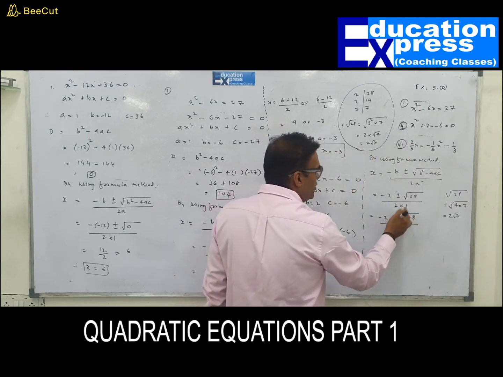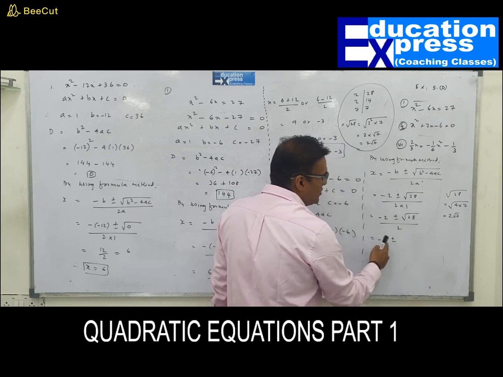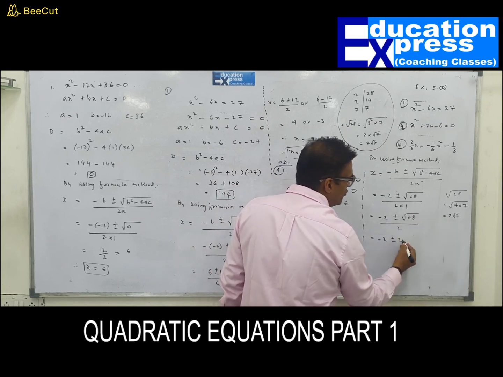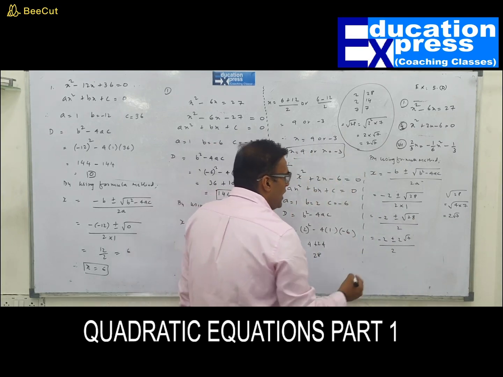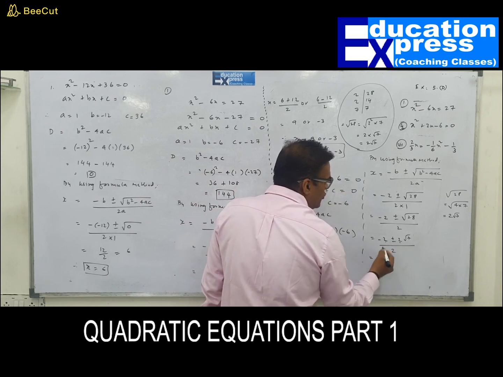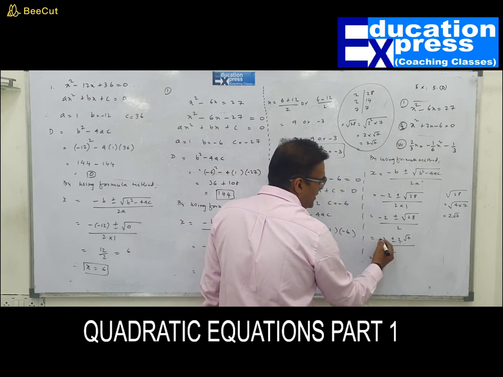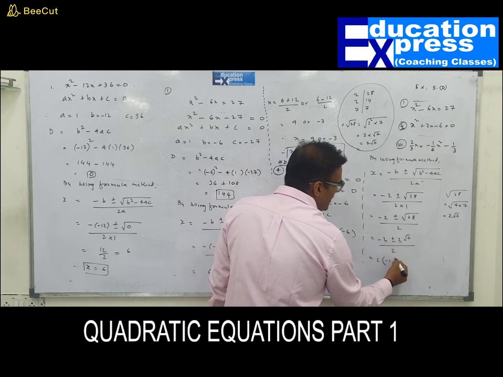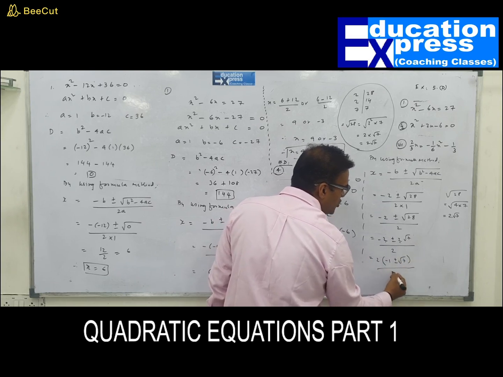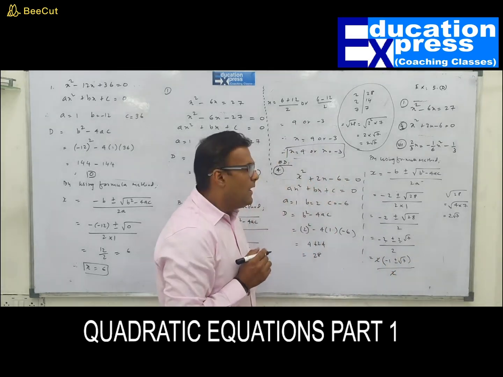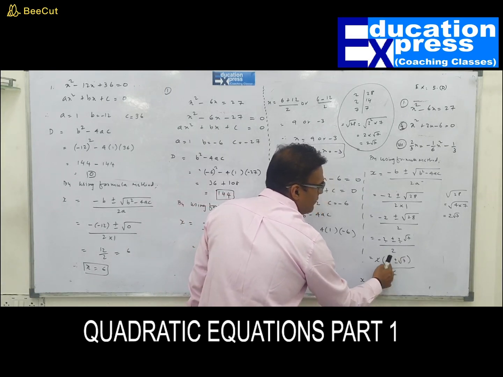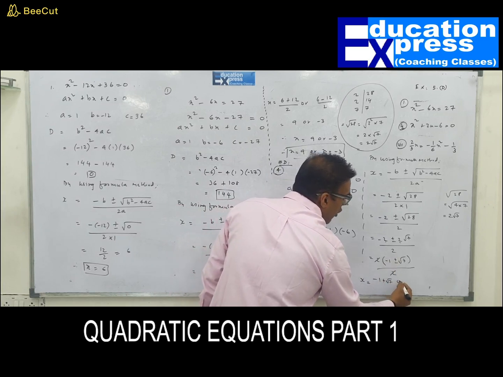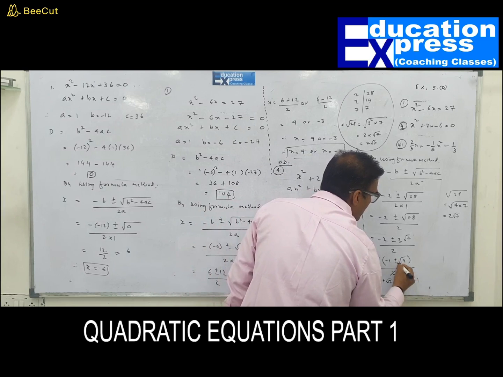So when this operation undergoes, it will be minus 2 plus or minus root 28, which can be written as 2 root 7, the whole upon 2. And then after that, as you know, you can take 2 common outside. If you take 2 common outside, what remains inside is minus 1 plus or minus, since 2 is out, what remains inside is root 7, the whole upon 2. 2 gets cancelled, and your final answer is x equals to minus 1 plus root 7 or minus 1 minus root 7.